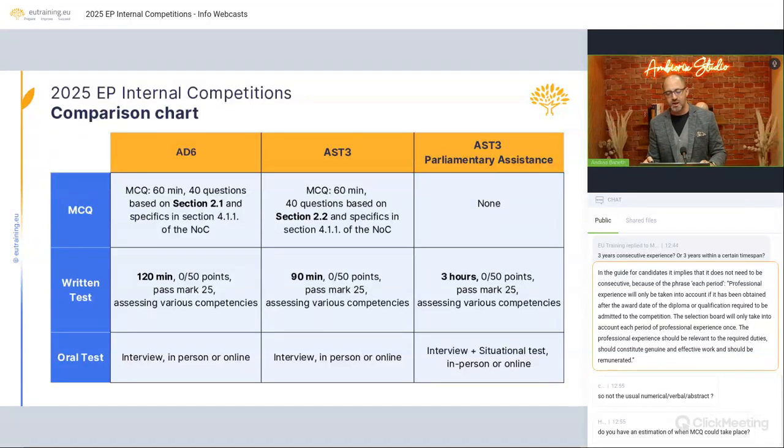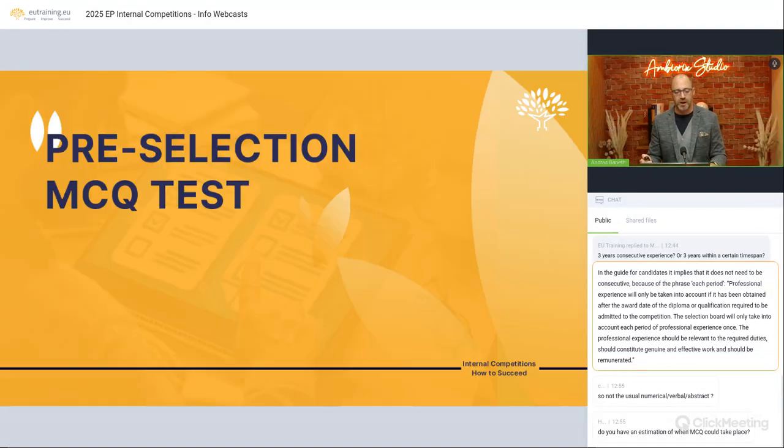And then for the AST3, as you see, there's a situational test, which I'll come back to in a moment, format being the same, but that's an add-on. That's not something the other two have. So let's take a look at the pre-selection test.